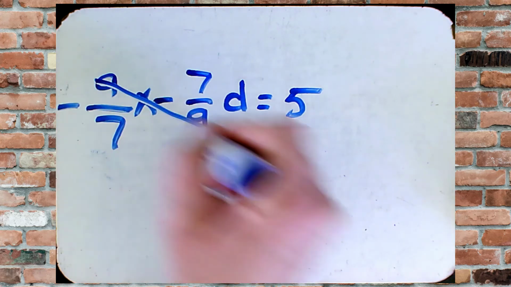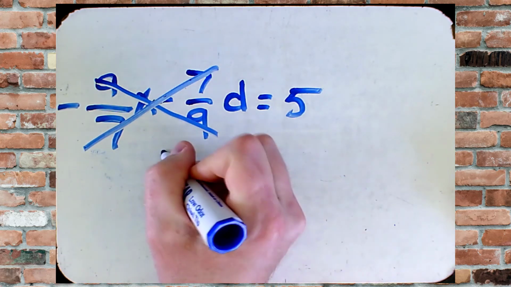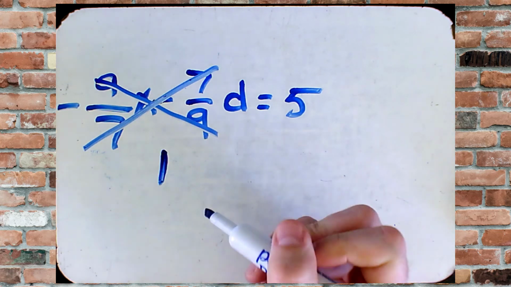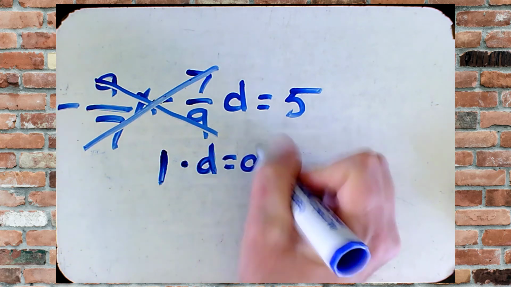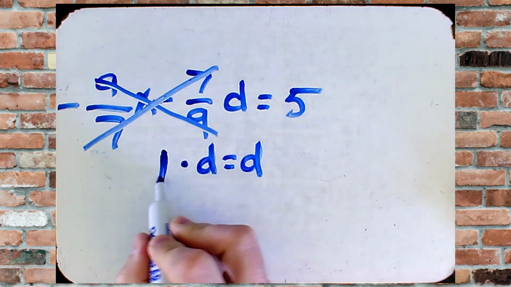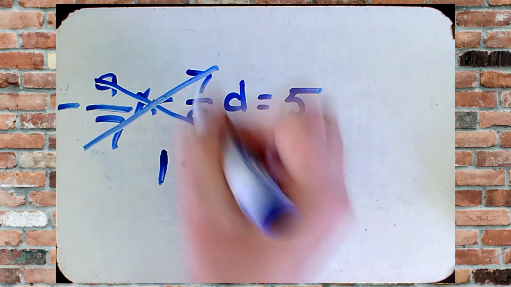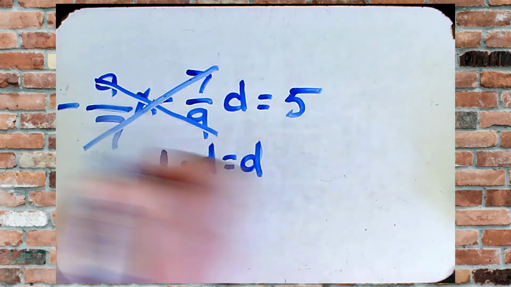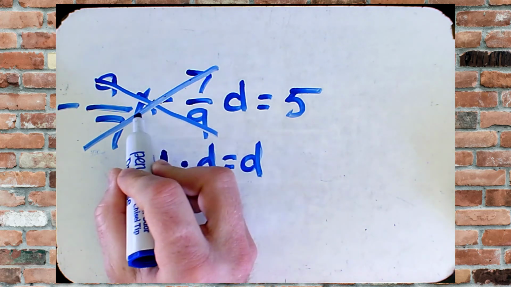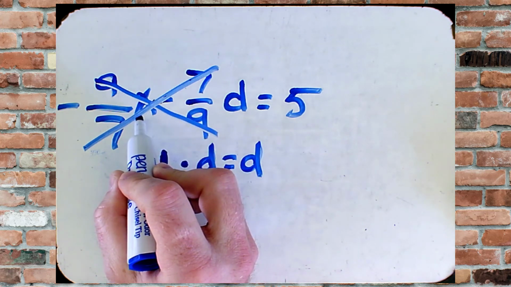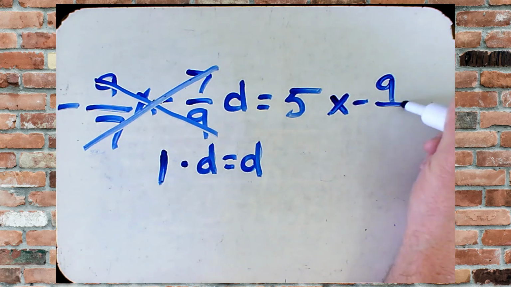What this will do is cause my numbers to cancel out and leave me with 1. And from our example 1 problem, we know that 1 times d is just going to get us d because of the multiplicative identity. So I'm going to multiply by -9/7 to get rid of my -7/9. Since I multiplied by -9/7 on this side, I'm going to have to multiply by -9/7 on this side.